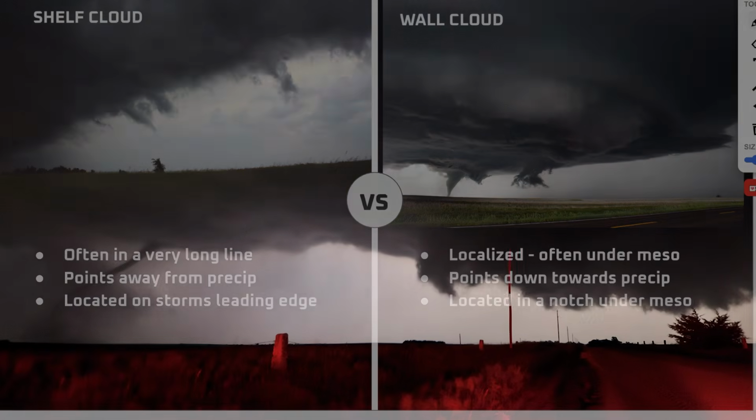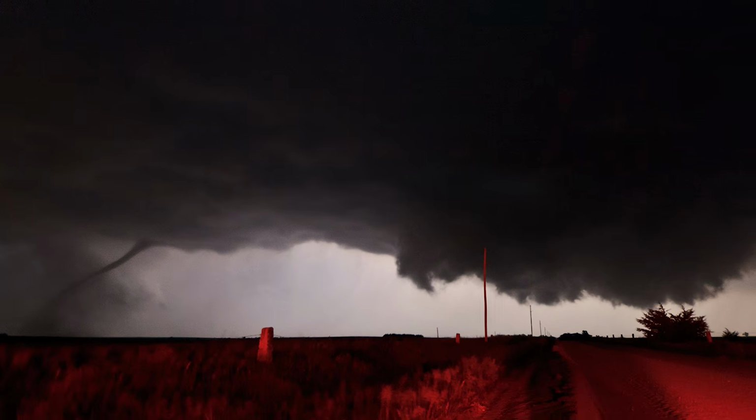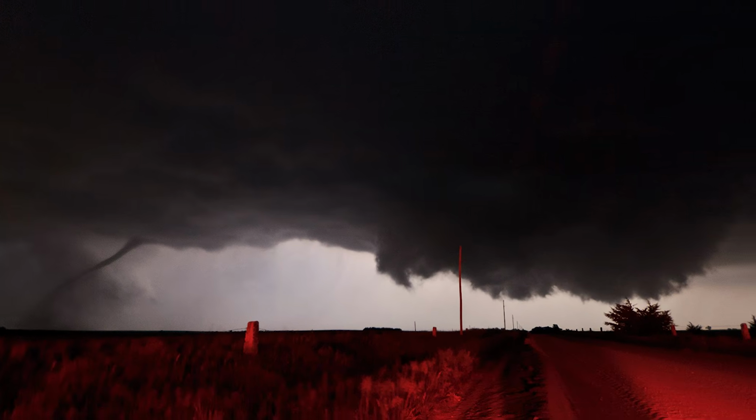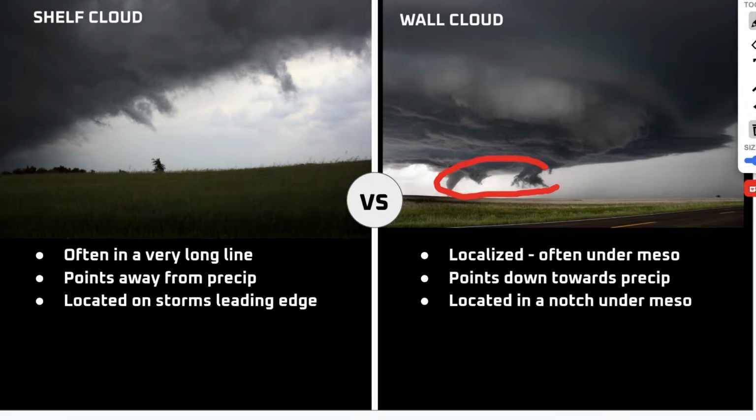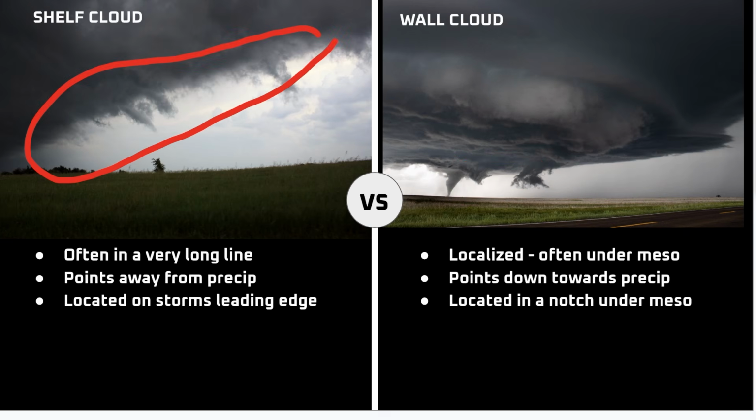Now, wall clouds are typically associated with tornadoes. They don't always produce tornadoes, but they're much more dangerous. Meanwhile, a shelf cloud, those are usually just wind, and sometimes you get hail behind them. They're not going to produce tornadoes.